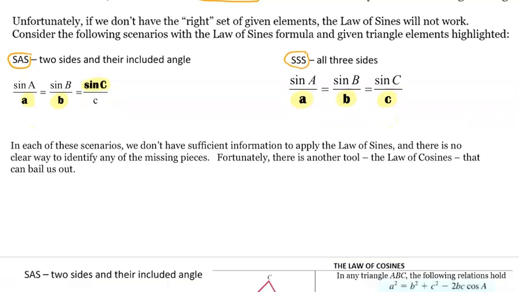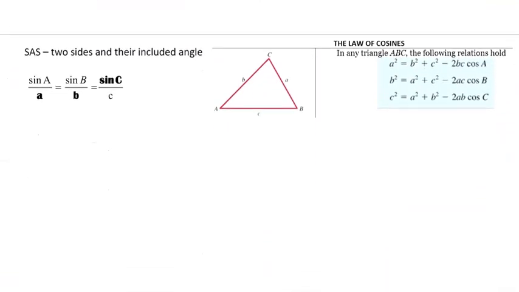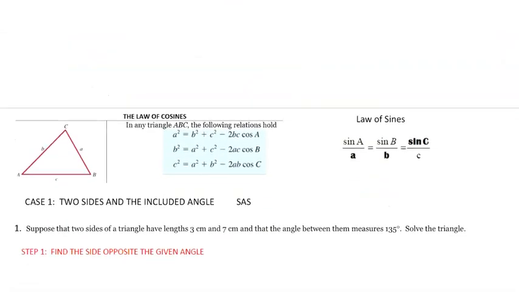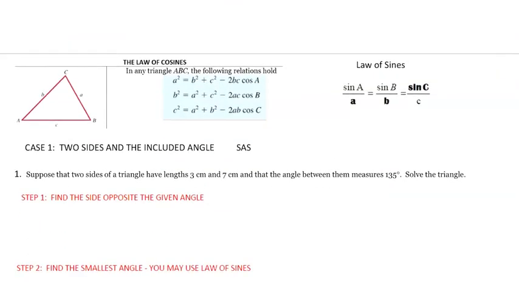You need another tool. The other tool you need is called the law of cosines. So you use law of cosines for one when you have side, angle, side, and law of sines is not going to work. Okay, so let's look at an example of law of cosines.